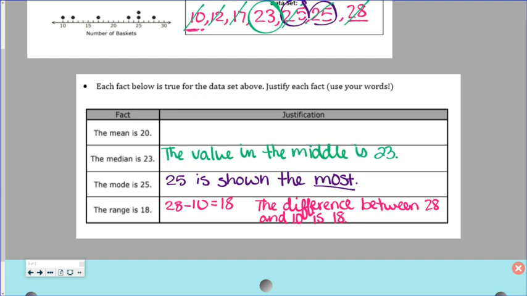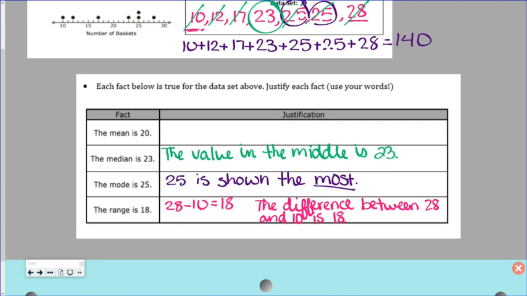And then lastly, we check the mean. So remember, there's two steps to finding the mean. The first is we have to add up all of our data points, and then we're going to divide by how many numbers we added up. So let's go ahead and add these together. 10 plus 12 plus 17 plus 23 plus 25 plus 25 plus 28. Add those together, and you're going to get 140.